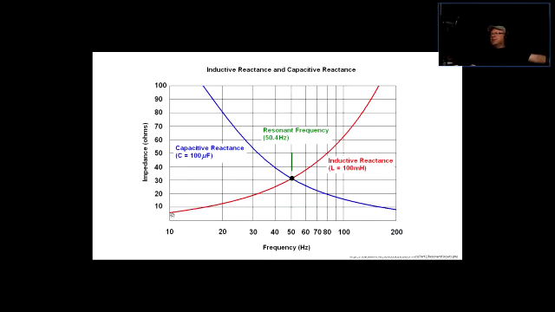Now, at certain frequencies, with certain values of the capacitance and inductance of the coil, the capacitive reactance and the inductive reactance are going to be equal to each other, and that's what we call the moment of resonance. So the resonant frequency, for example, for this one here, the 100 microfarad capacitor and 100 millihenries, is going to be somewhere around 50 hertz.